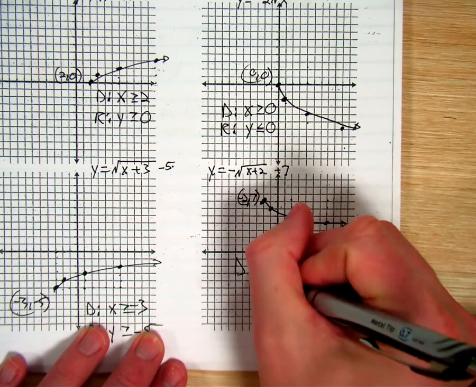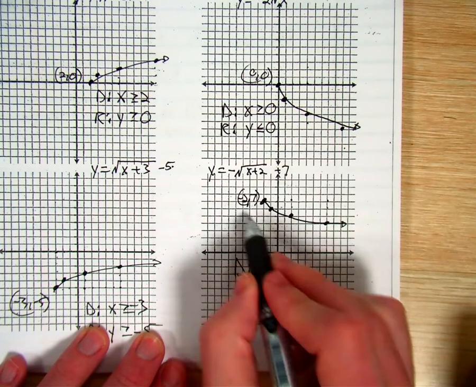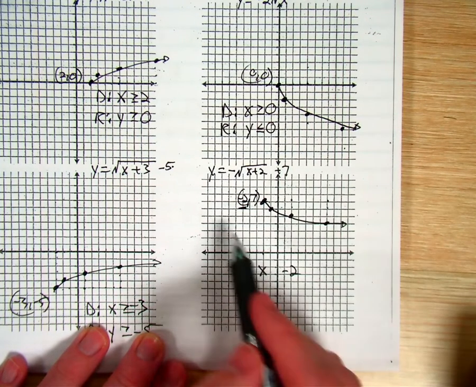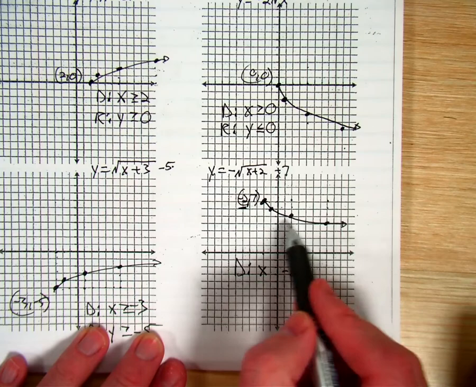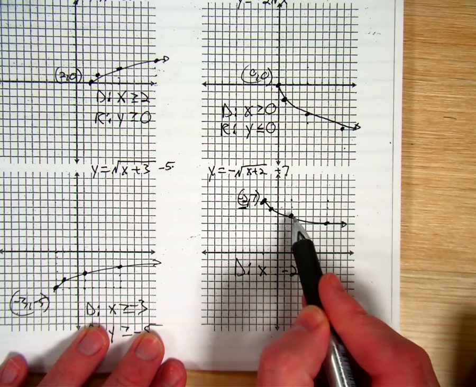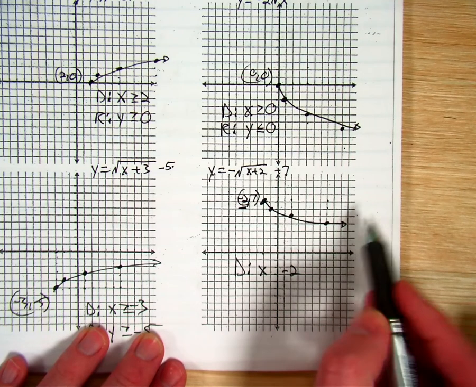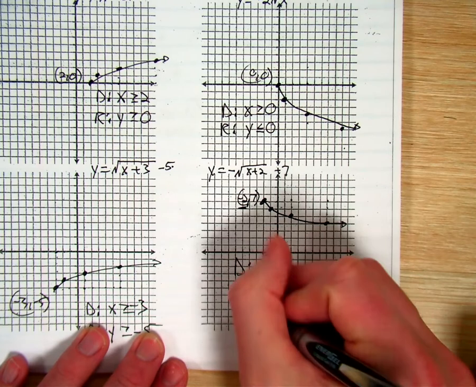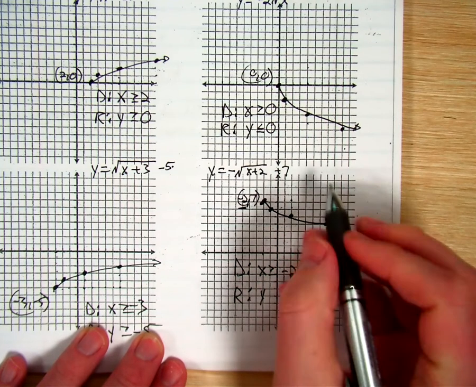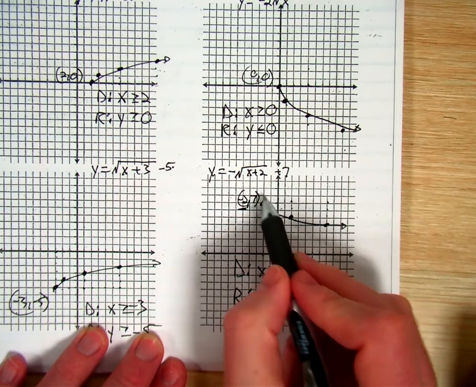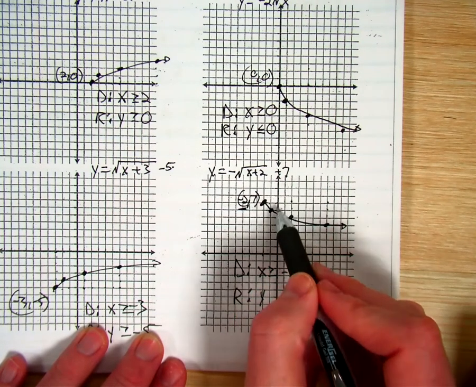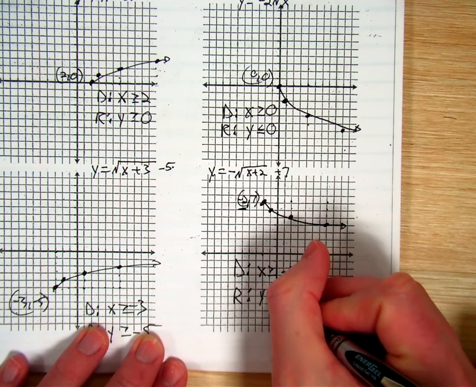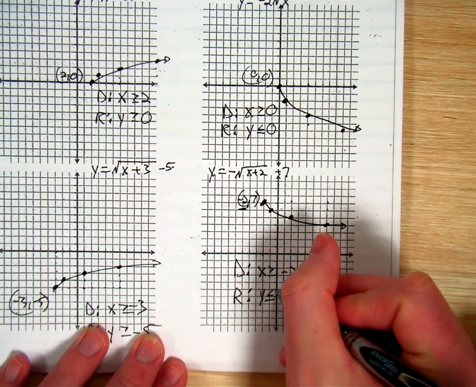Domain. How are my x's related to the x-coordinate? Negative 2. We're still going to the right. My x's are still getting bigger. Negative 2, negative 1. Okay, plus 2. They're getting bigger. Greater than or equal to. Range. How are my y's related to 7? Well, we're going down. 7, 6, 5, 4. So all my y's are less than or equal to 7.